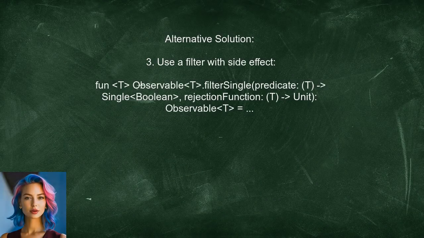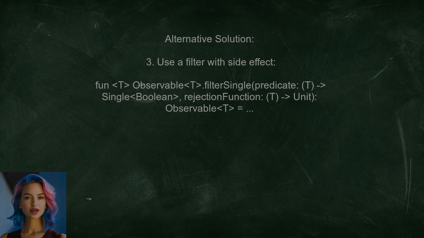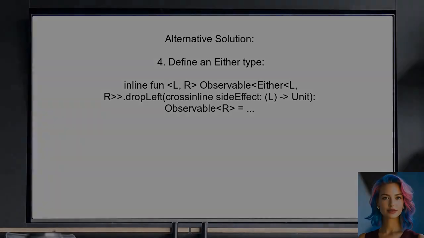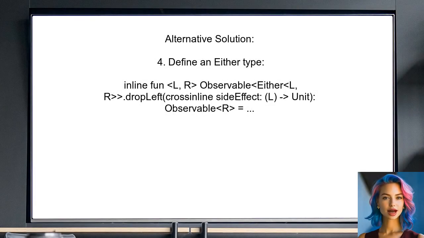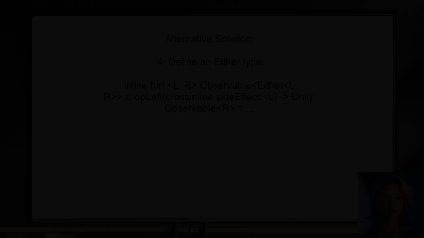You can also handle different scenarios based on the result of intToBooleanObservable by using a filter with a side effect, which avoids the generic type issue. Lastly, if you want to capture failure reasons, consider defining an Either type and implementing operators for it, which can help manage success and failure cases more effectively.